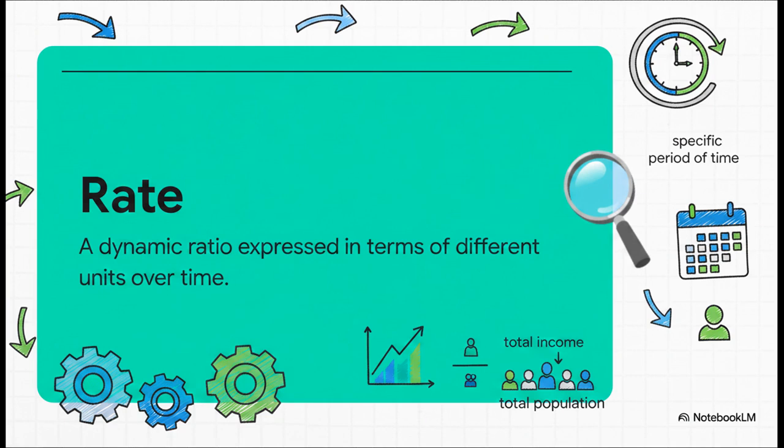Now, unlike a standard ratio, a rate usually compares completely different things. That's why it's expressed using different units. Think about dividing total income by total population to find per capita income. Rates are intrinsically dynamic. They capture change, and they are almost always tied to a specific period of time.